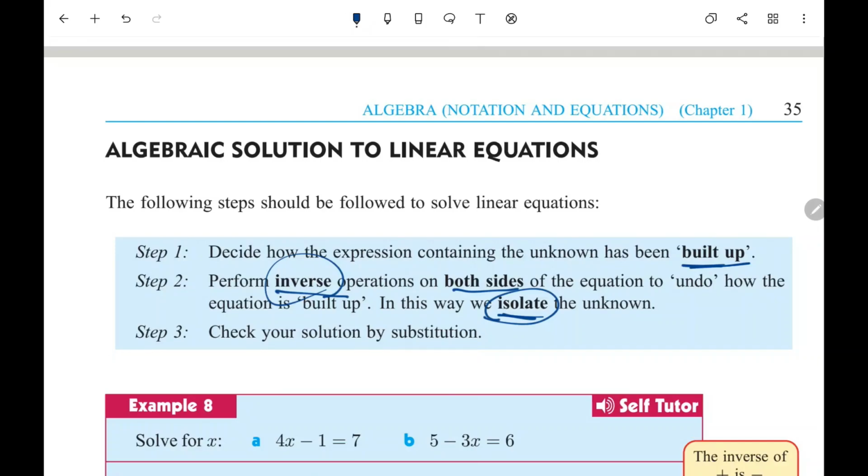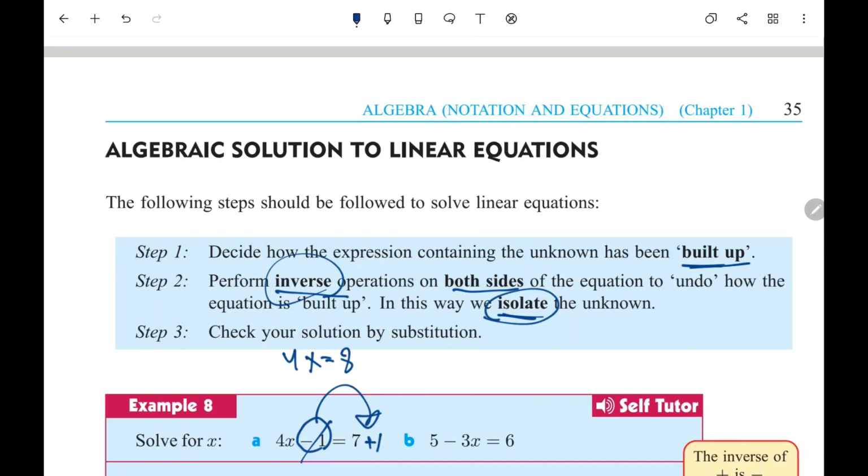How can we start? At the very beginning, we will take the constant number and remove it. How to remove the negative 1? By adding 1, right? So negative 1 will be moved to the next part by adding 1. So right now we have 4x equals 7 plus 1 equals 8.